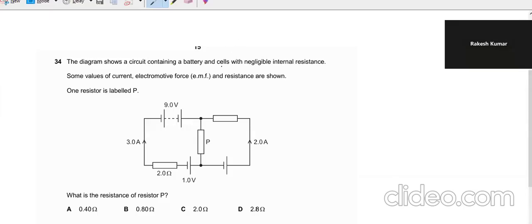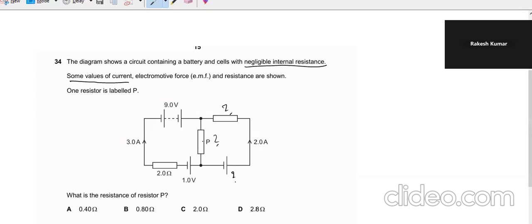There are two loops. And he says the diagram shows a circuit containing a battery and cells with negligible internal resistance. So there's no internal resistance. And some values of current are shown, some values. So he's not given you all the values. That means he doesn't give you this. He doesn't give you this. And so don't think that it is equal to something. He is intentionally not giving you some values.